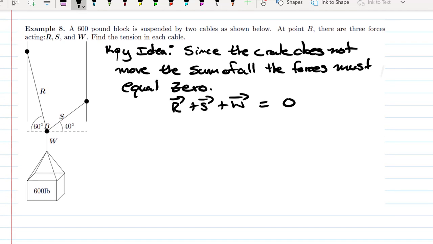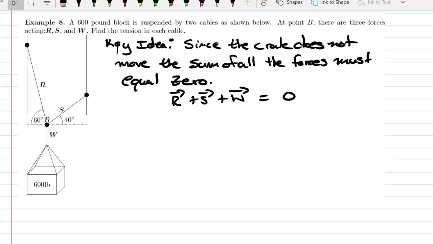So let's go ahead and find each of these forces. We're given some angles, but we need to have the angles as measured from the positive x-axis. So if this angle is 60 degrees, the measure to get to angle R is going to be 180 minus 60, so that's going to be 120. And then the measure to get all the way down to W is going to be 270.